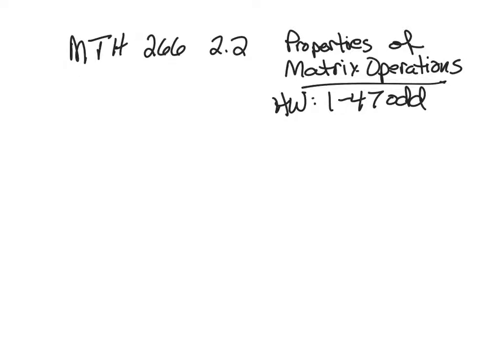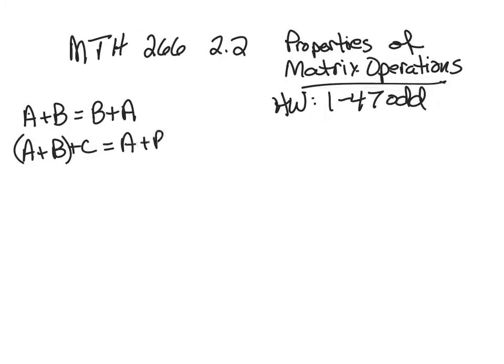Okay, 2.2 properties of matrix operations. The properties of matrix addition are pretty simple. Addition is commutative. Remember that if you're going to add two matrices, they have to be the same size. Addition is also associative. So you can put those two together, switch orders, and regroup however you want, as long as it's addition.